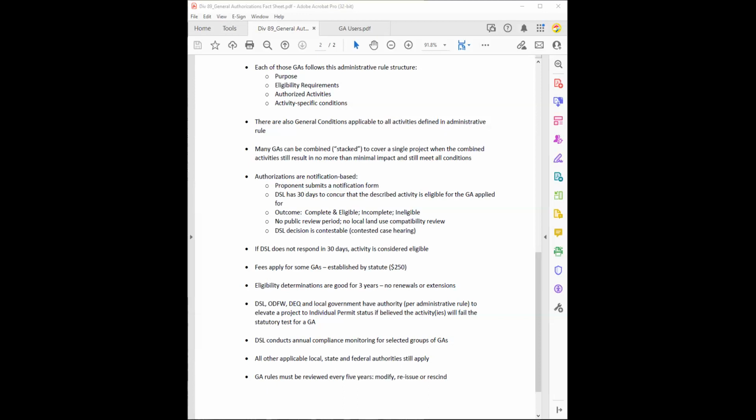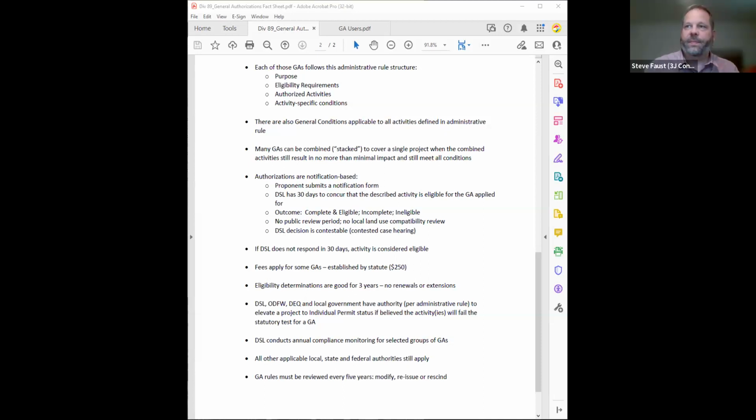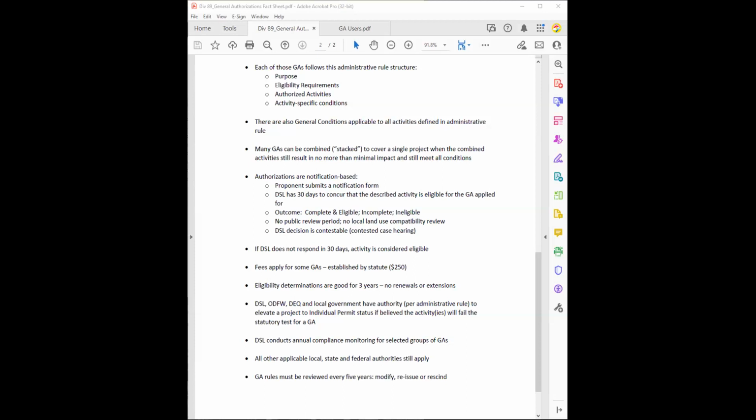Okay, so there's no public review period for general authorization notifications. General permits and individual permits do have public review periods. GAs do not. Our decisions are contestable. If you disagree with our decision regarding a general authorization, it is appealed in a contested case hearing format in front of an administrative law judge.